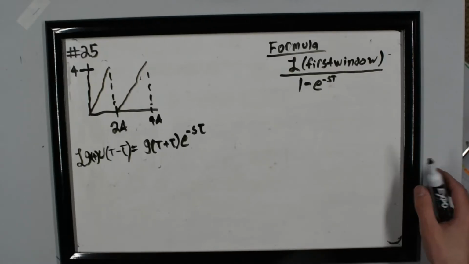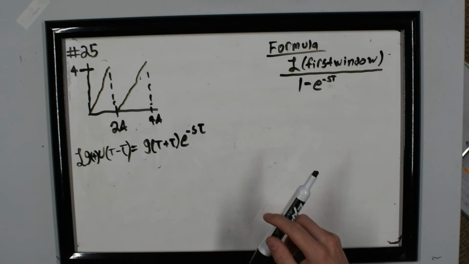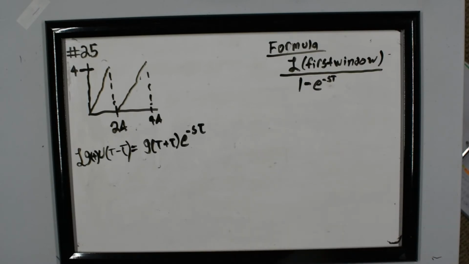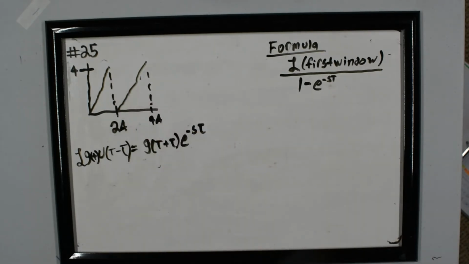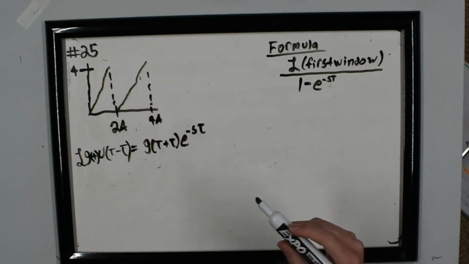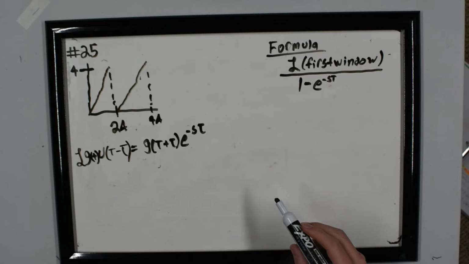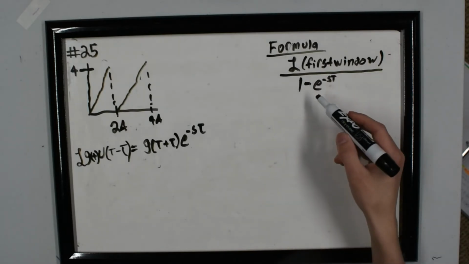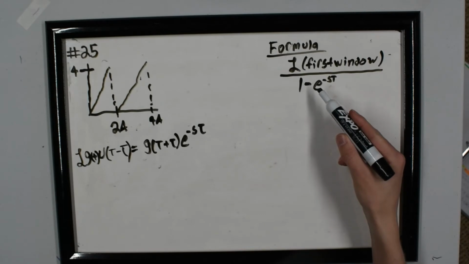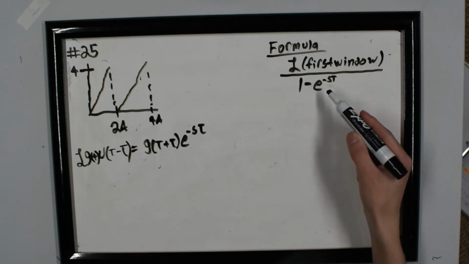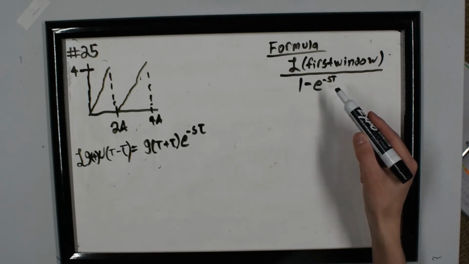So continuing with this chapter, let's do number 25. Number 25 is asking us for the Laplace transform of this function, which was the same function we used in our example. Well, to find the Laplace transform of a periodic function, we need to know a formula. The Laplace transform of a periodic function is equal to the Laplace transform of the first window divided by 1 minus e to the negative sT.